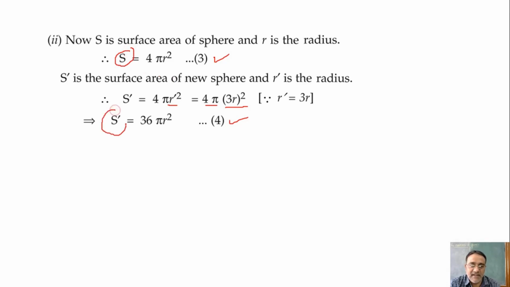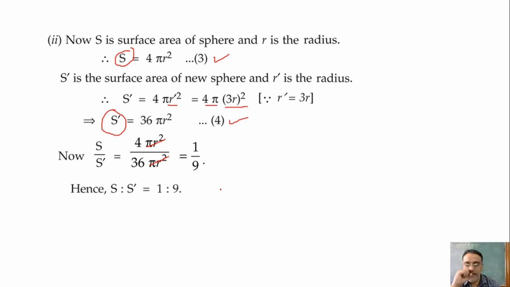What will we do? Divide. So this whole thing cancels. So what are we getting? 1:9. Very good. 1 upon 9. Because the 4 and this also will cancel. So hence s is to s dash is equal to 1:9. Any doubt? No, sir. Okay.